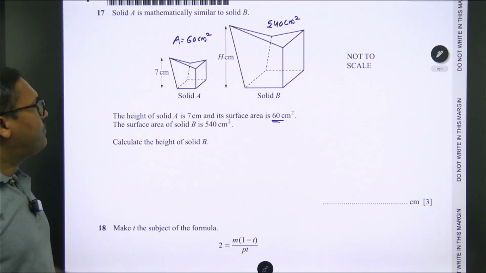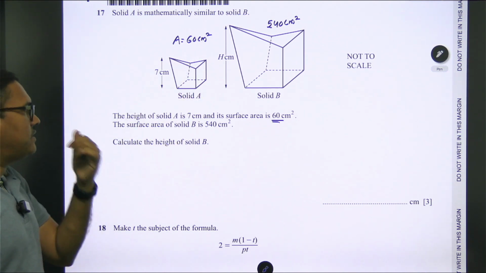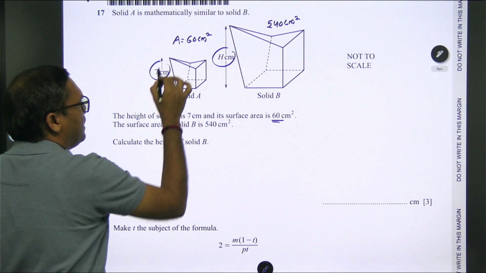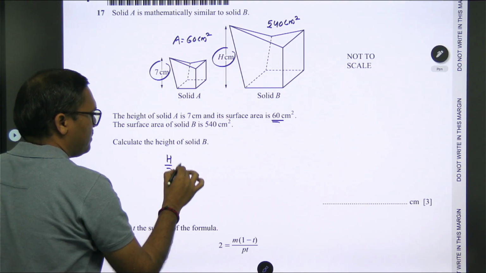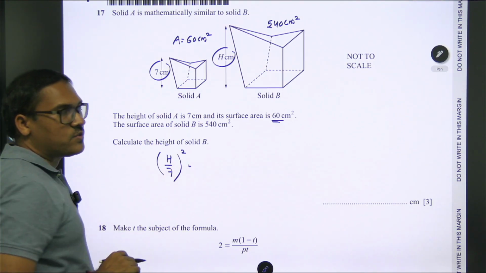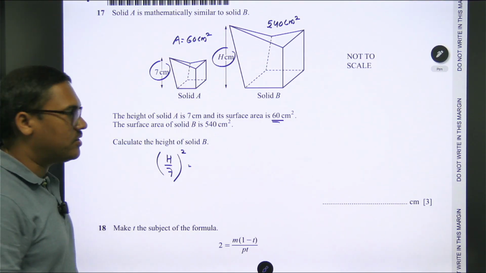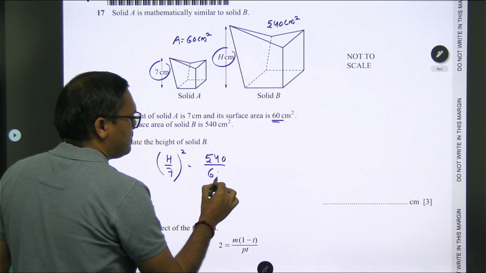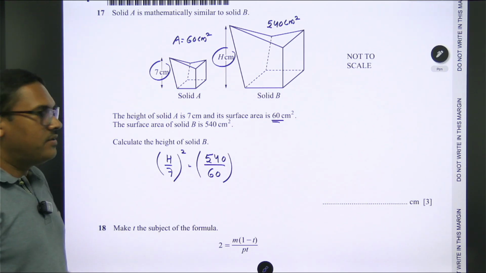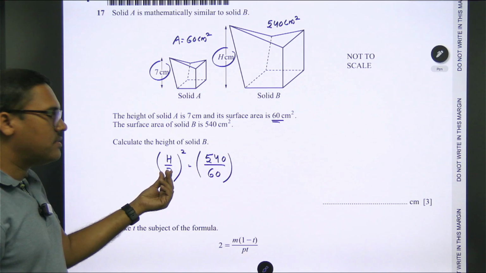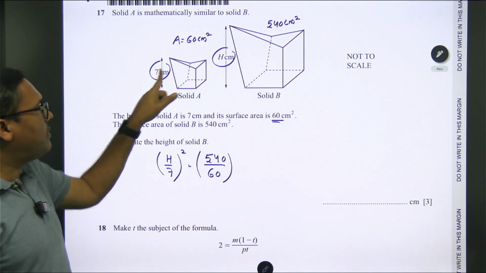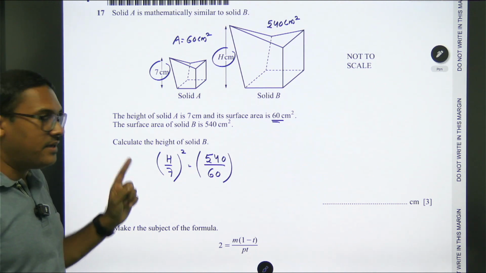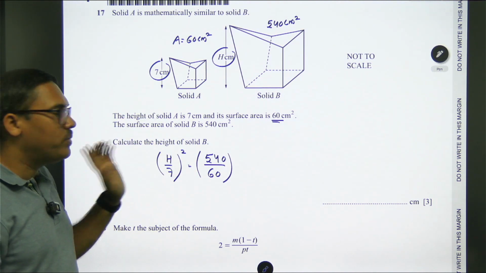So we know if these two objects are similar, then the scale factor of this height upon this height, which is h upon 7, squared. Why am I taking the square? Because we are relating the area. This will be equal to 540 divided by 60. I hope this is clear. This is the ratio of area, the scale factor squared. H upon 7 squared is 540 upon 60 because this is area. If we talk about volume, we will take the cube here, right?